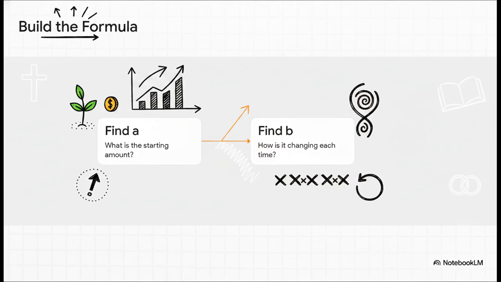To build your very own exponential function from any real-world scenario, you just need to ask yourself 2 simple step-by-step questions. Step 1, what is the starting amount? Find that and boom, you've found your a. Step 2, how is it changing? Like, what are you multiplying by every single time? Figure that out and you've got your b. Once you have those 2 numbers, you just plug them straight into the formula and you've essentially captured reality in a math equation.